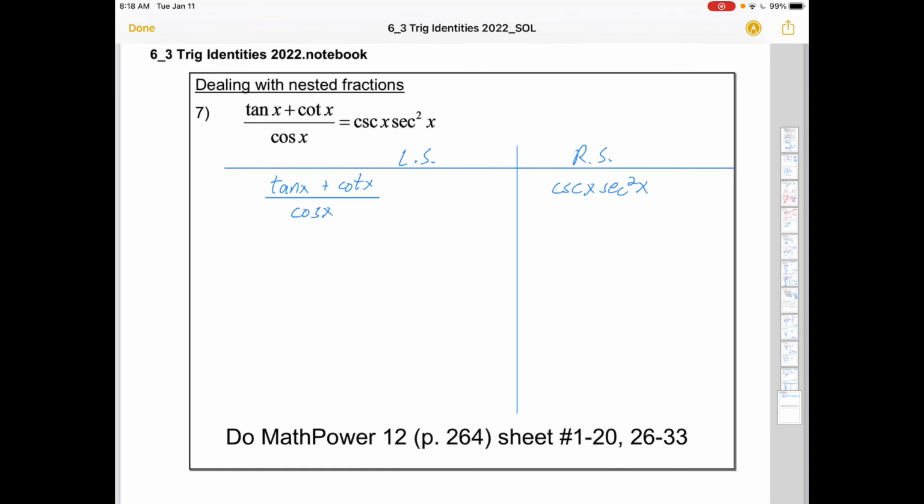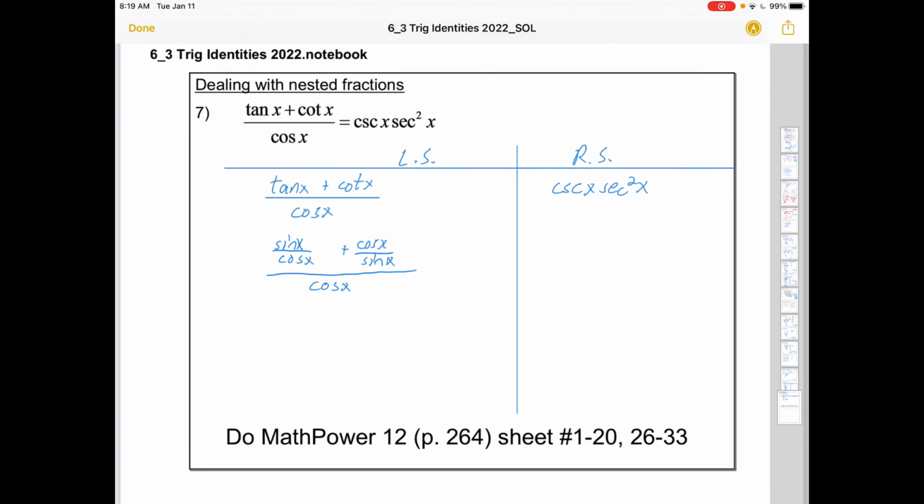When I look at this, I think there are too many trig ratios. There's literally everything except sine in this. So I would like to bring it down to just sine and cosine. So tangent is sine x over cos x. Cotangent is cos x over sine x. This is the definition of cotangent that we'll use more commonly. And this is all over cos x.